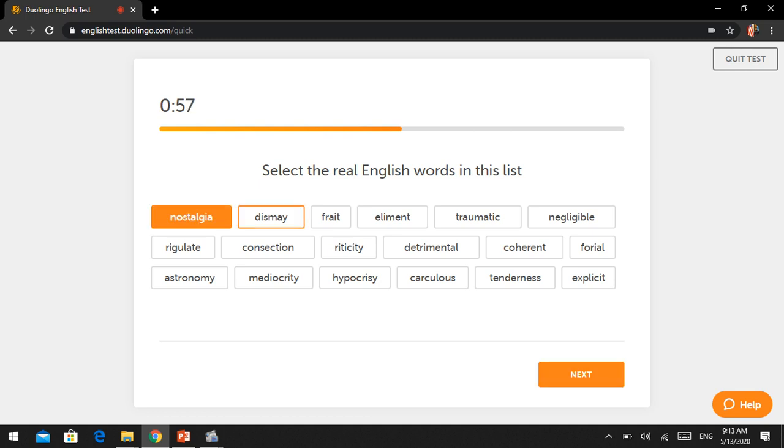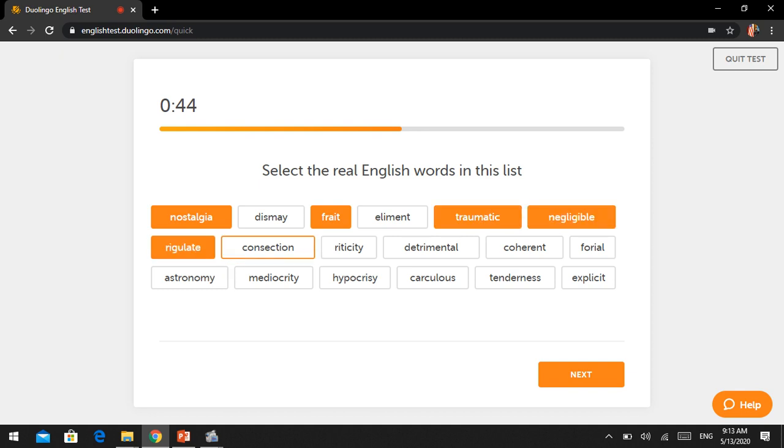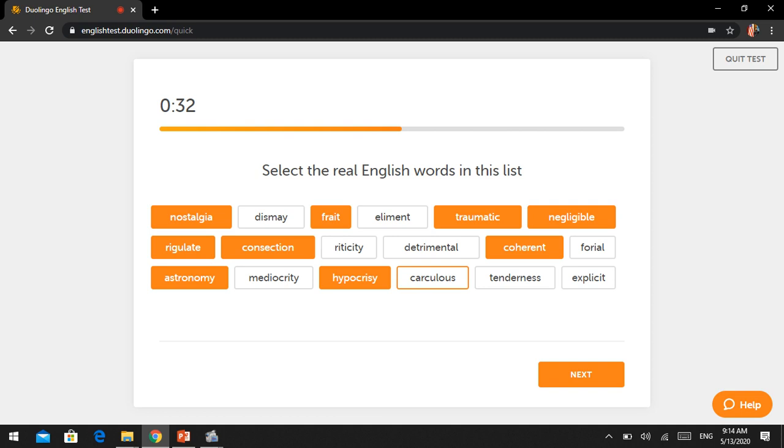Nostalgia, dismay, freight, element. Traumatic, negligible, regulate, detrimental, coherent, foil, astronomy, mediocrity, hypocrisy, calculus, tenderness, explicit.